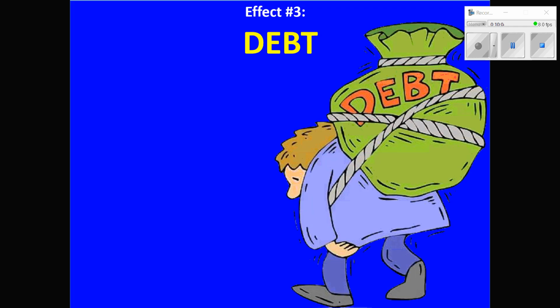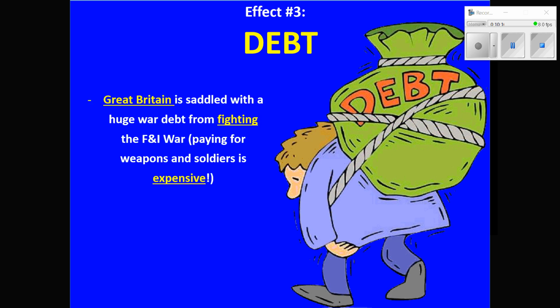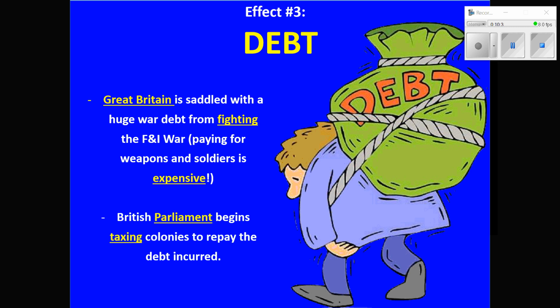And here's effect number 3. Debt. Debt is when you owe someone money that you can't pay back. Never a good thing. So Great Britain is saddled with a huge war debt from fighting the French and Indian War. So basically, Great Britain financed, or gave all the money to the colonists, in order to fight this war. They paid for soldiers, they paid for weapons, they built forts. This cost Great Britain so much money.